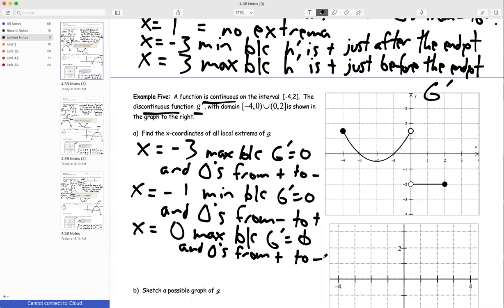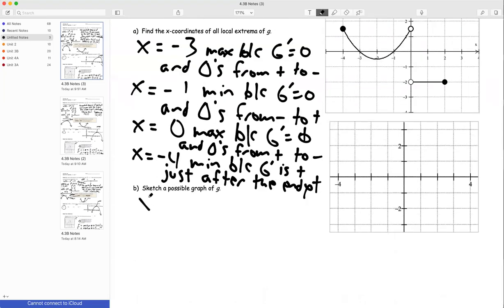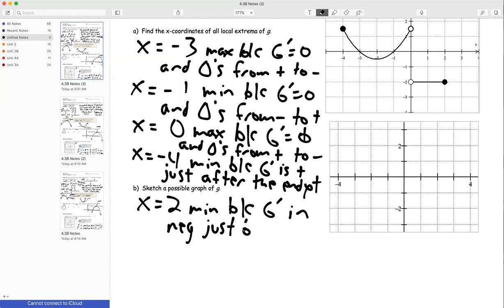Now I'm going to check those little endpoints. So I got x equals -4. And that is going to be a minimum because g prime is positive just after the endpoint. And finally, I have x is equal to 2, and that is going to be a minimum because g prime is negative just before the endpoint.